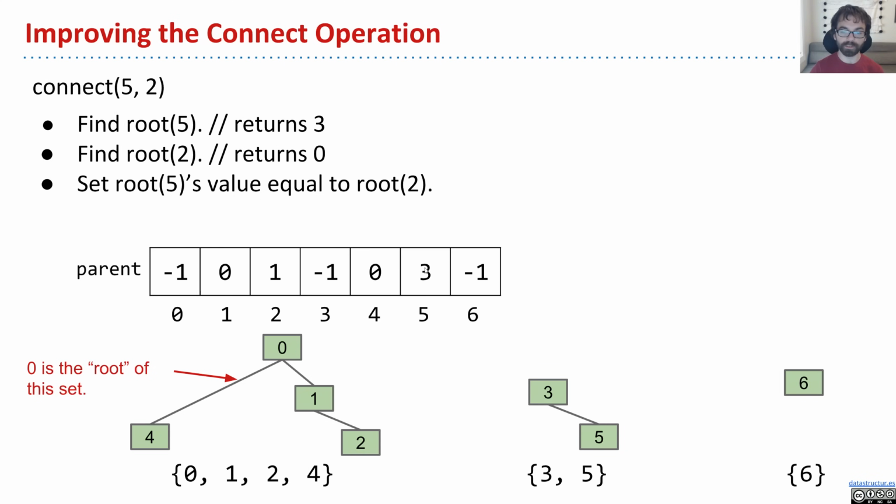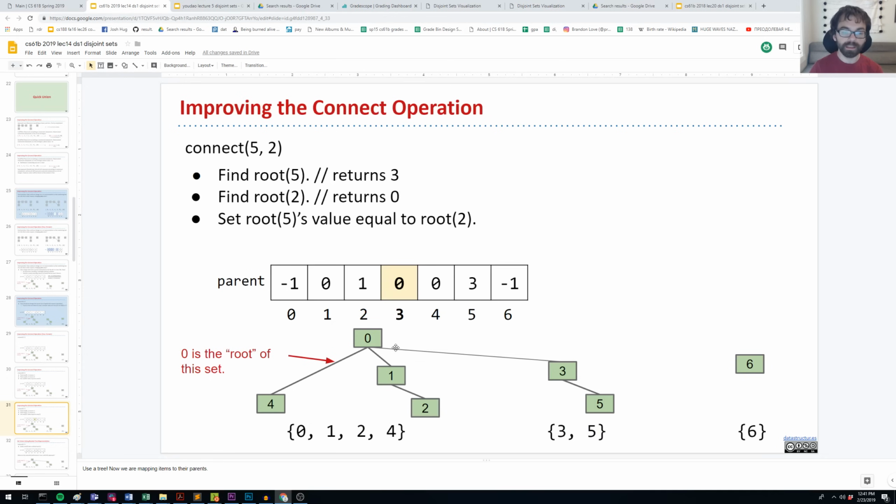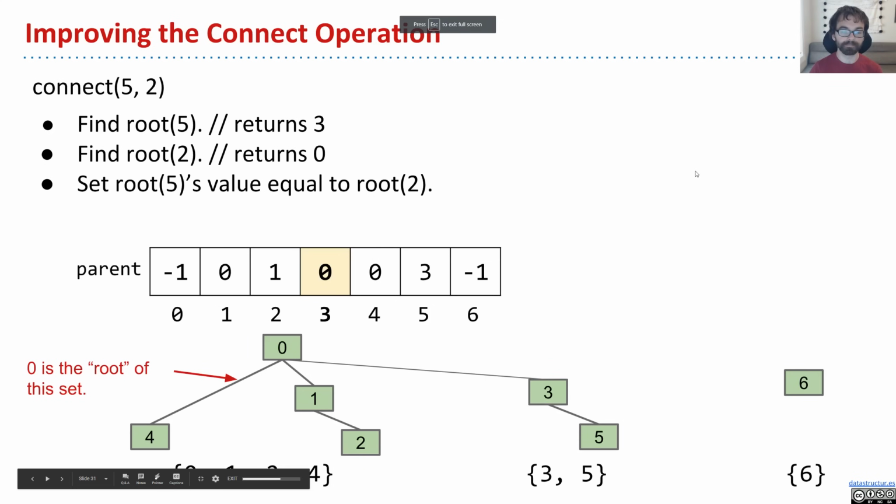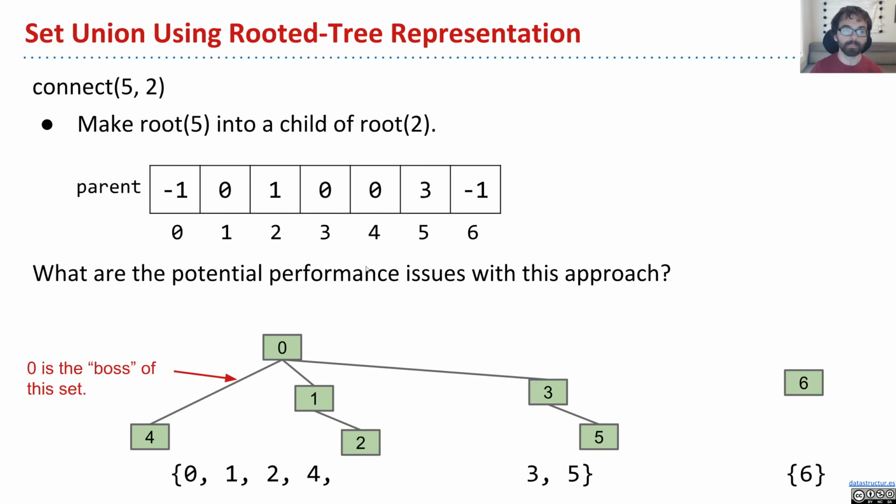So I want to change this value here. 3 should no longer be a root, but it should be a subservient item of 0. So that's one approach. And you could also, by the way, have done this and hung 3 below 2, but I like this approach better because the tree is less tall, and we'll return to that idea in a bit. Okay, so that's one way we can implement connect.